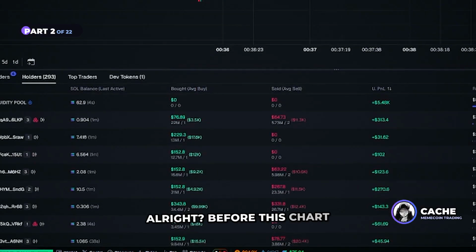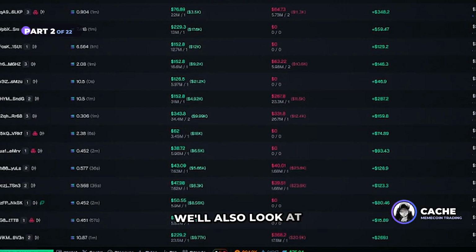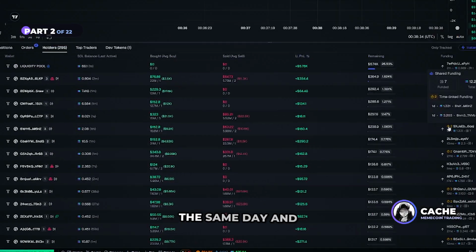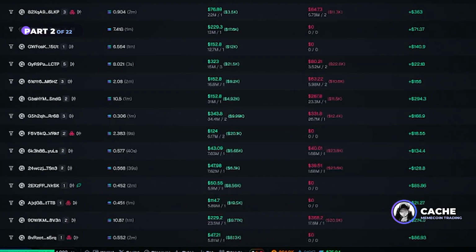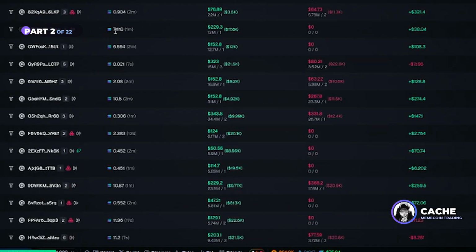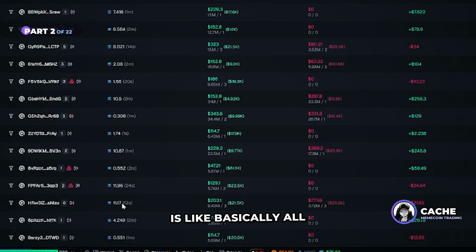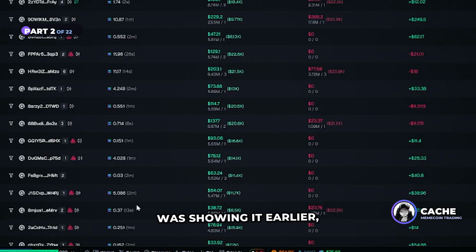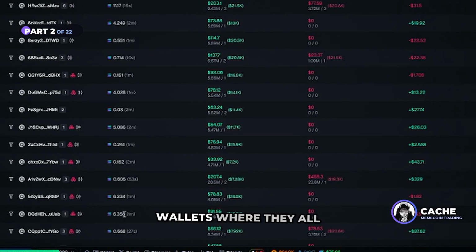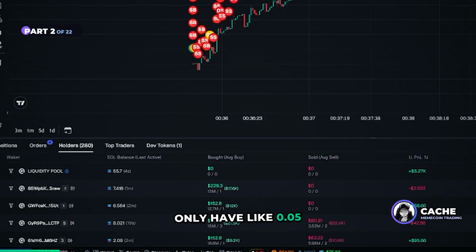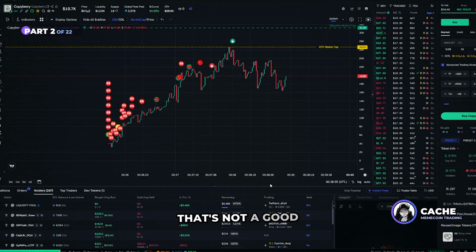All right, before this chart crashes, we'll also look at that, so you can see it's like all the same day and stuff. As well, a lot of these wallets, I don't know exactly how to explain it, but you can see there's a lot of wallets where this is basically all they have. If you see a lot of wallets where they only have like 0.05 or something like that, that's not a good sign.